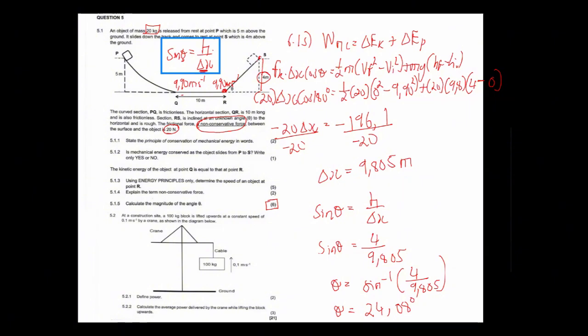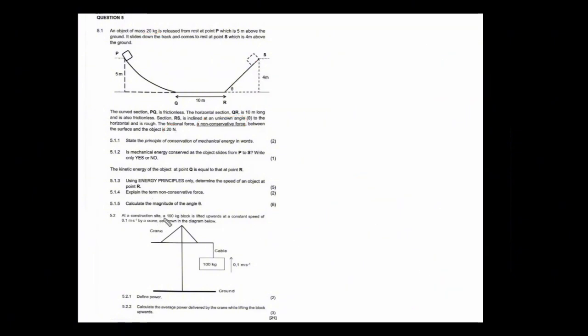Then 5.2 says, at a construction site, a 100 kg block is lifted upward at a constant speed, right? Constant speed. Now, what comes into our mind? Acceleration is 0 meters per second square. As a result of that, F net is 0 Newton. As a result of that, W net is 0 joules. As a result of that, change in EK is 0 joules.